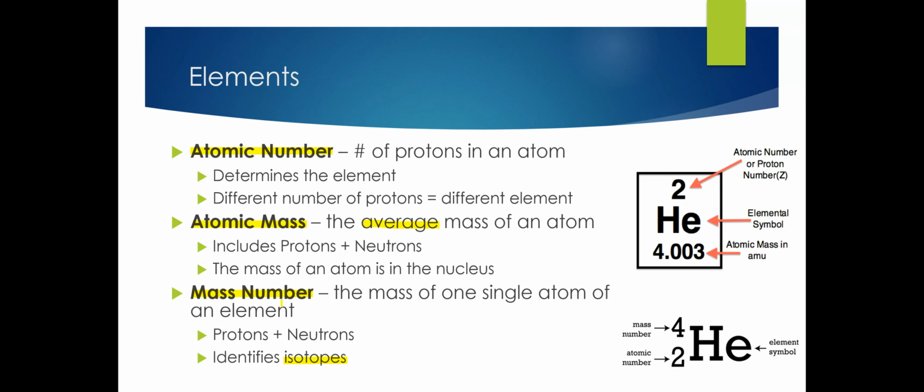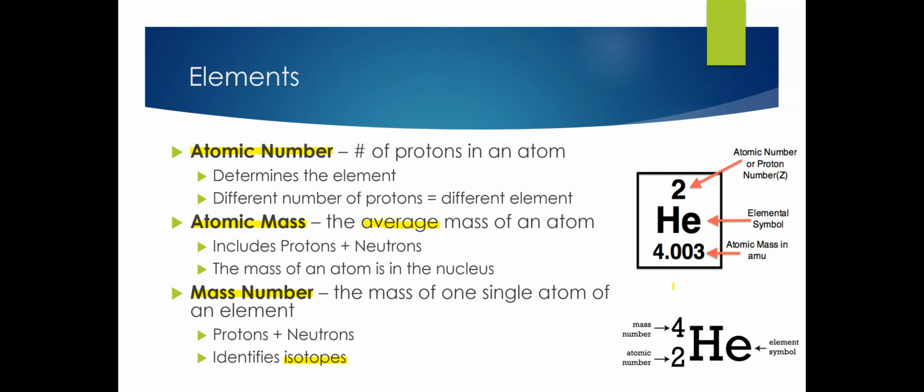And so the mass number is always going to be a whole number, and this atomic mass is going to be an average. So that's why you see the decimals on the periodic table, because there could be some heliums that maybe have a mass number of 5, and so when they average those out, this is the number that they come up with.